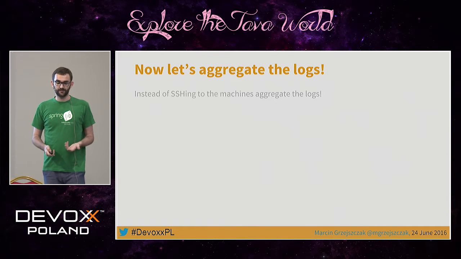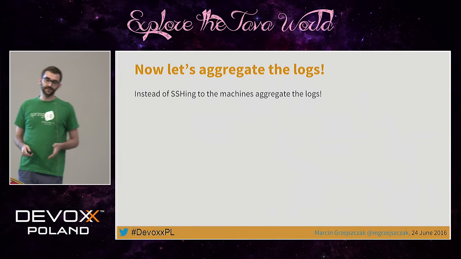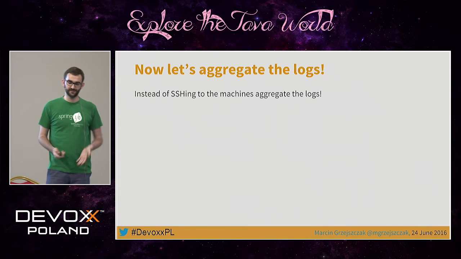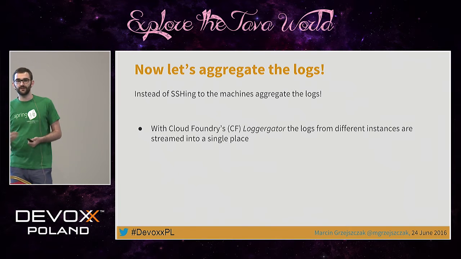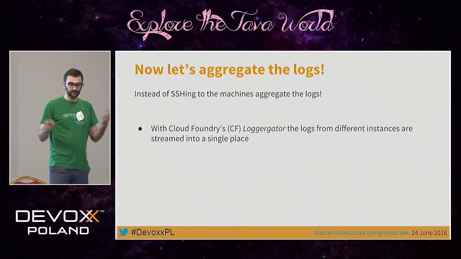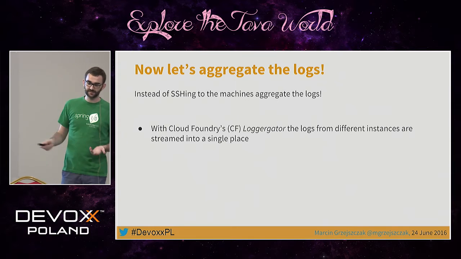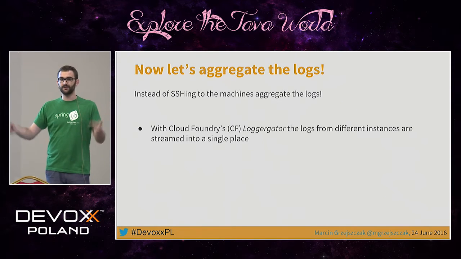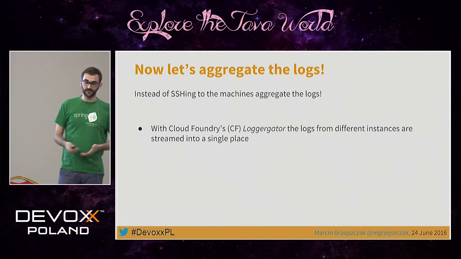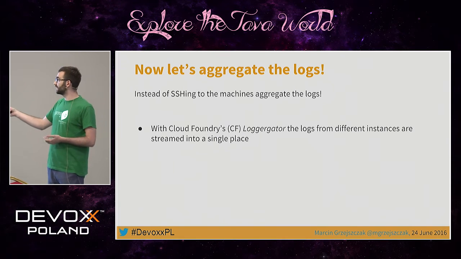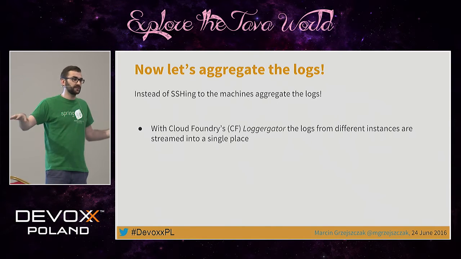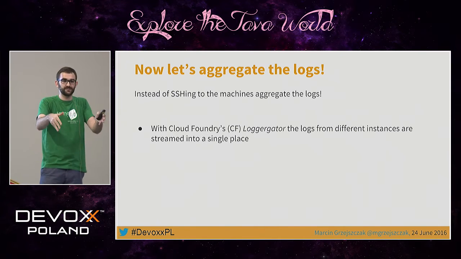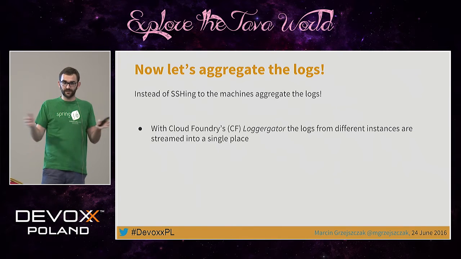Okay, so let's aggregate the logs. Let's assume that we want to SSH to the machines. If you're using a Cloud Foundry implementation, for example from Pivotal, like Pivotal Web Services, you have your applications deployed in the cloud, and they have their logs. And in Cloud Foundry, there is a tool called Loggregator that combines all the logs from all the applications, from all the servers into one place. So the logs are aggregated in one place.